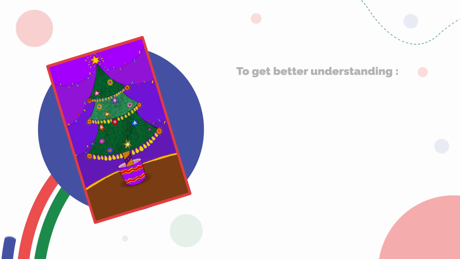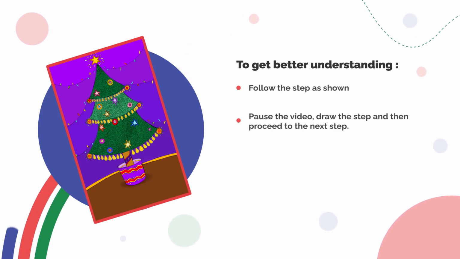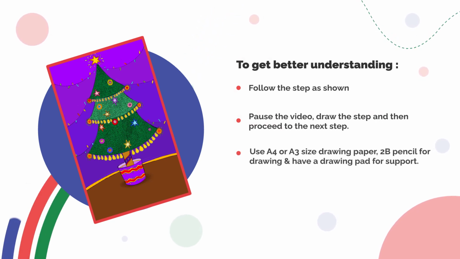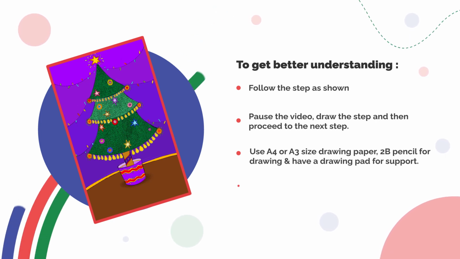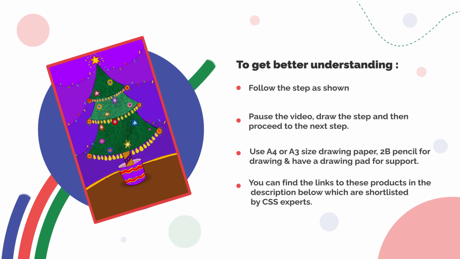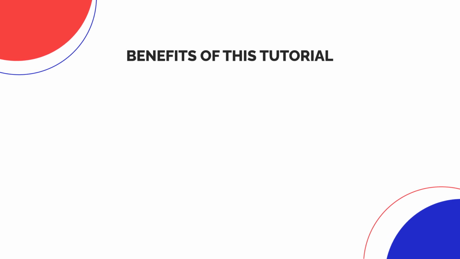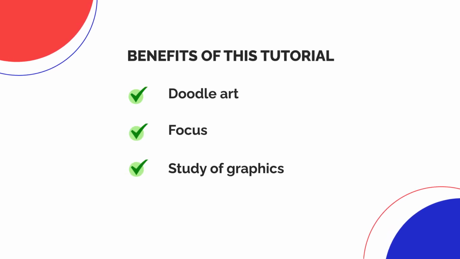To get better understanding, follow the steps as shown. Pause the video, draw the step and then proceed to the next step. Use A4, A3 size drawing paper, 2B pencil for drawing, and have a drawing pad for support. You can find the links to these products in the description below, which are shortlisted by CSS experts. This tutorial is meant to develop your doodle art, focus, study of graphics.